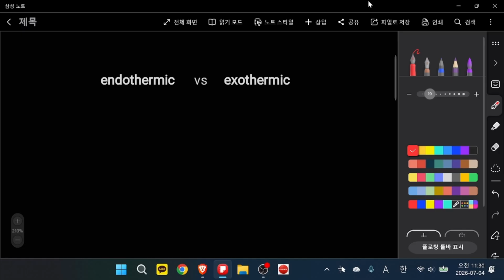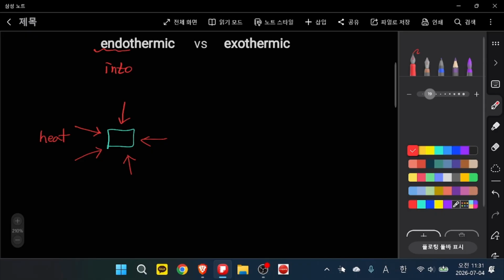The prefix endo means into. In an endothermic process, heat goes into the substance. In other words, the substance absorbs heat.